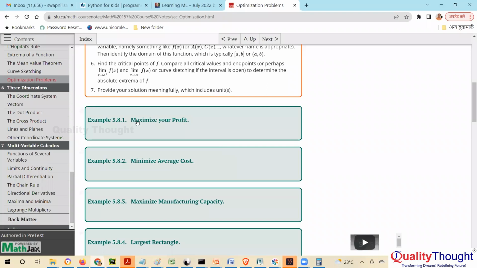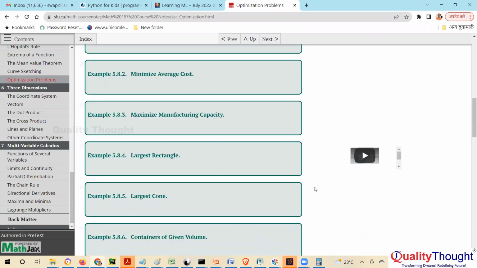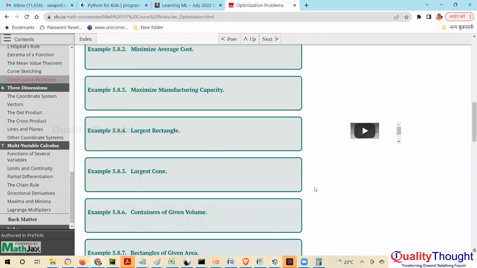Okay. So you have a problem: maximize your profit. Minimize cost, maximize capacity. Largest rectangle, largest cone that can fit into a given paper. I give you an A4 paper and tell you to draw the maximum possible cone. What is the maximum size of cone that you can make? No limit. But I'm giving you an A4 sheet of paper, so there's a limit, right? You can make a small cone, but I want to make the largest possible cone, right? That is called a maximization problem.